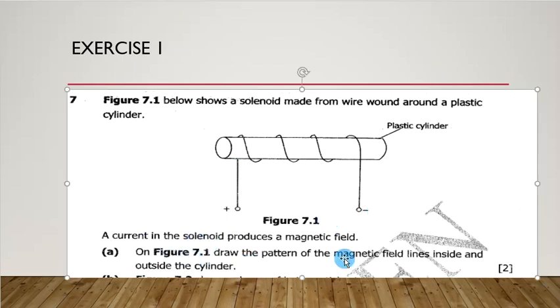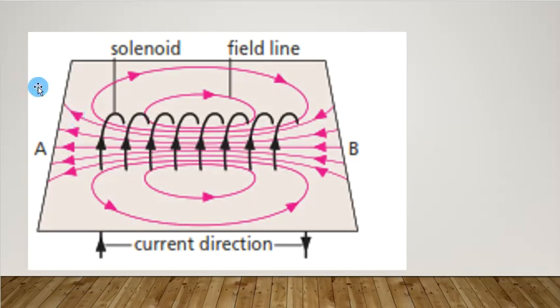The question I want you to answer from here is: a current in the solenoid produces a magnetic field. Okay, so on figure 7.1, draw the pattern of the magnetic field lines inside and outside the cylinder. Remember we looked at that part there. So I want you to do that. You draw for the inside and the outside. That is what you are supposed to do.